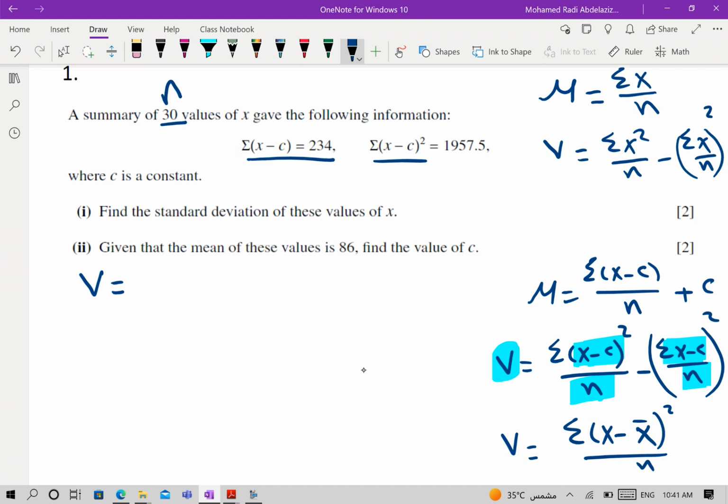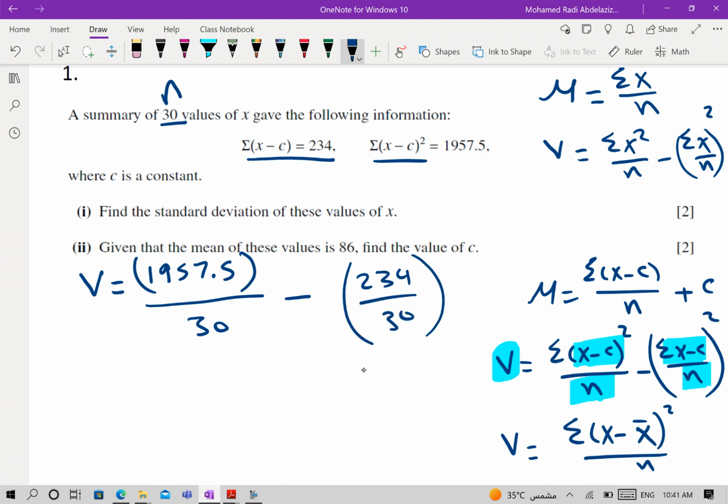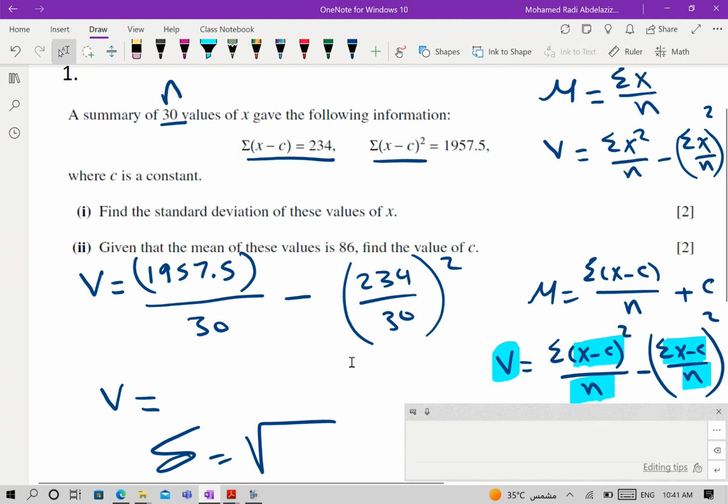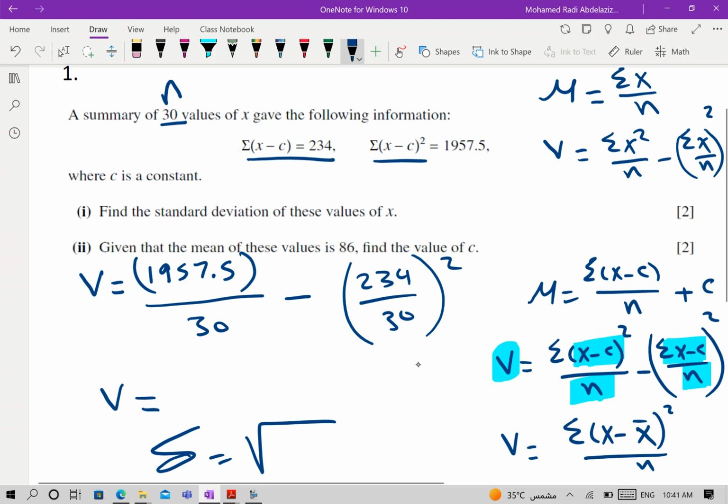Sum of x minus c all squared, 1957.5. Please be ready for using the calculator. Sum of x minus c all squared, 1957.5, divided by n, which is 30, minus sum of x minus c, which is 234 over 30, the whole squared. After finding the variance, the standard deviation is the positive square root of the variance. Give me the final answer, please. After taking the square root, write your answer to 3 significant figures.